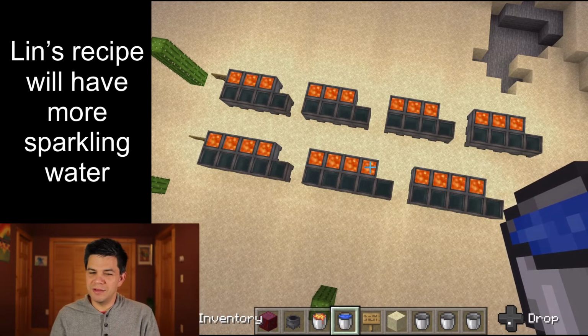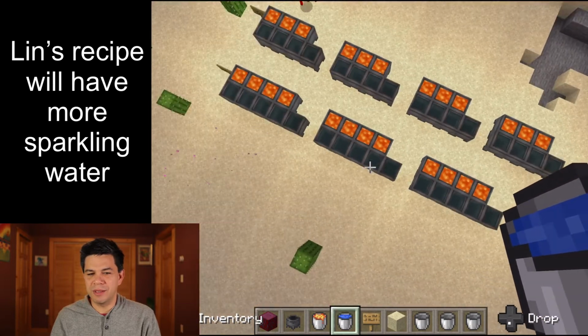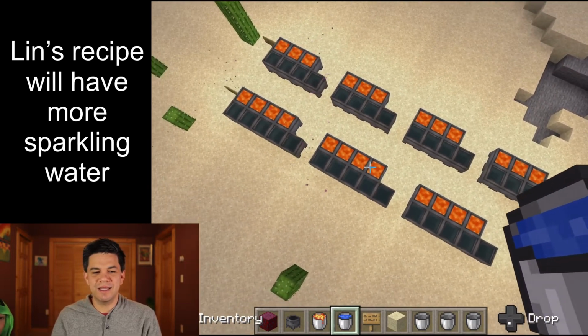I hope this is visually a little more clear. Oh, there's an Enderman. Dude, he's taking my sand.